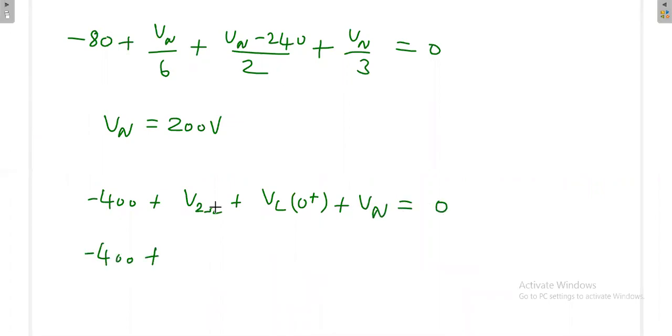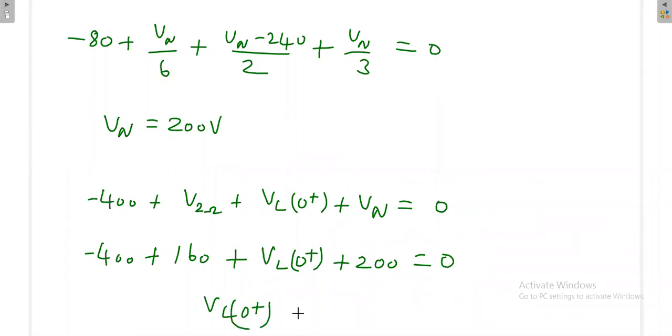What is V2 ohm? 80 into 2, that is 160 volt. Then VL at 0 plus. Vn we have already calculated, that is 200. Then from this you can identify what is VL at 0 plus, that is 40 volt. Once you know VL at 0 plus, what is VL?